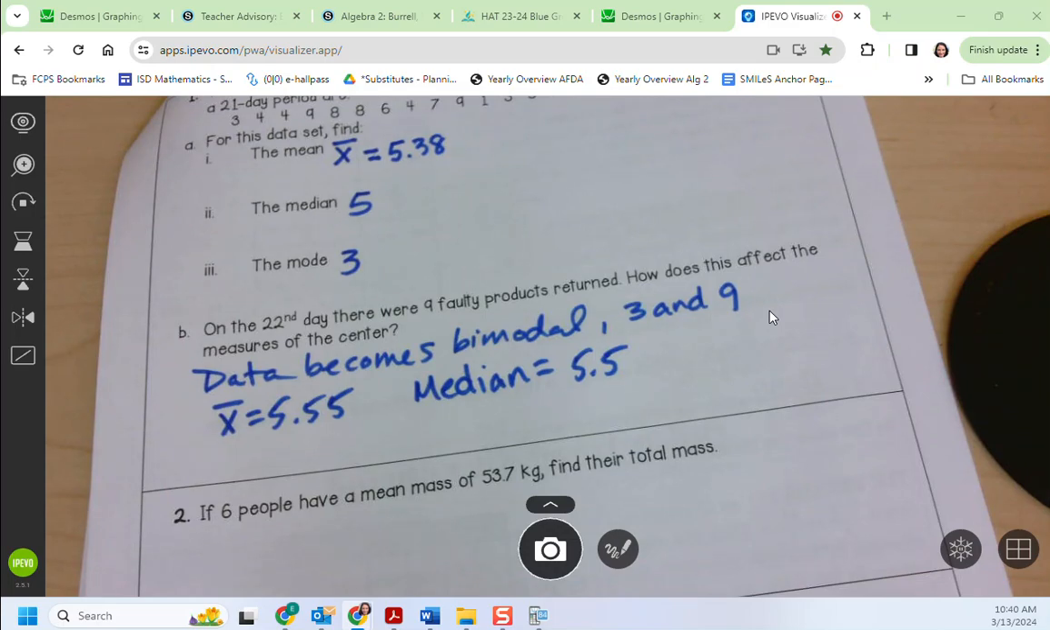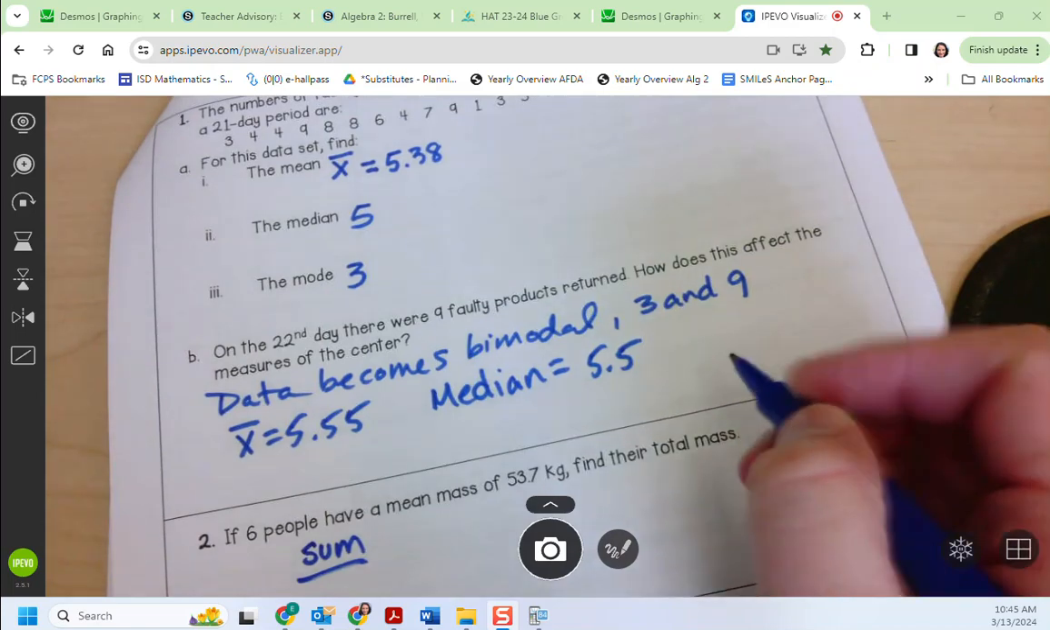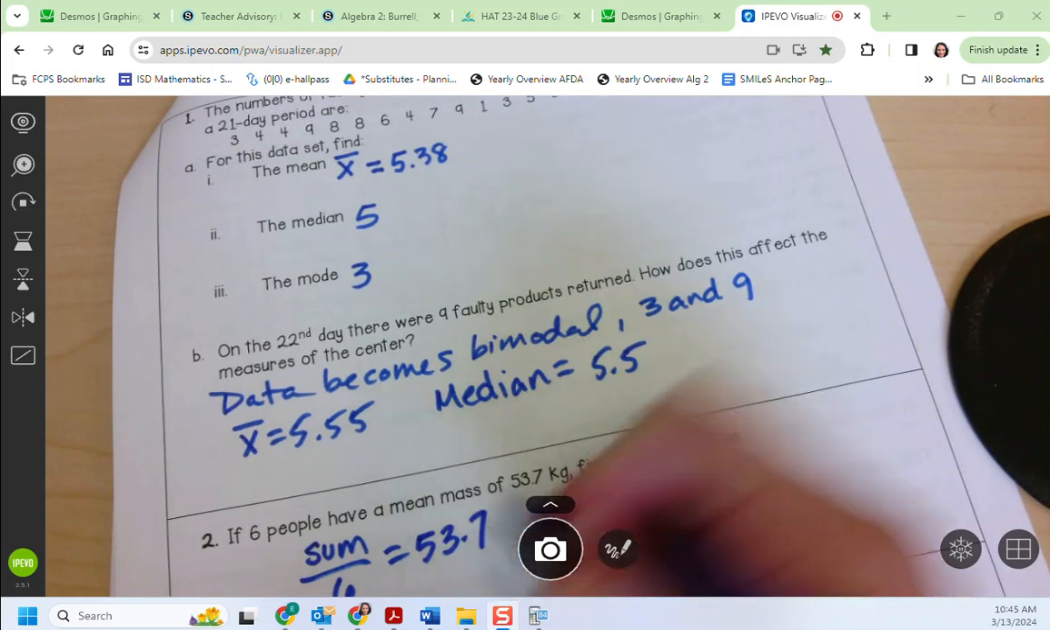All right. Number 2 is a question about mean. However, it doesn't give you a list of data, so we're not going to enter it in our calculator like that. You need to think about it for a moment. If 6 people have a mean mass of 53.7 kilograms, find their total mass. Take a minute to think about that and see if you can get that. Okay, so to find the average, it should be the sum divided by the number of people, 6, and that's going to equal 53.7.